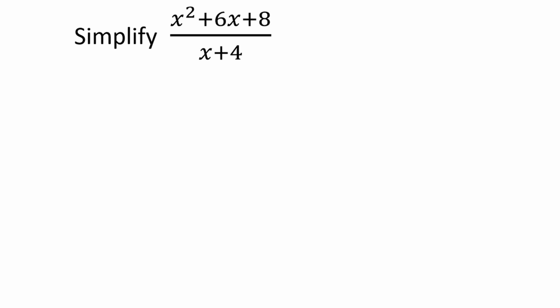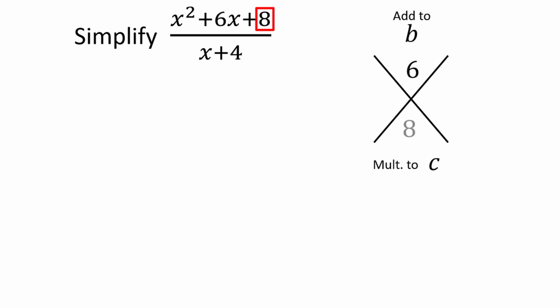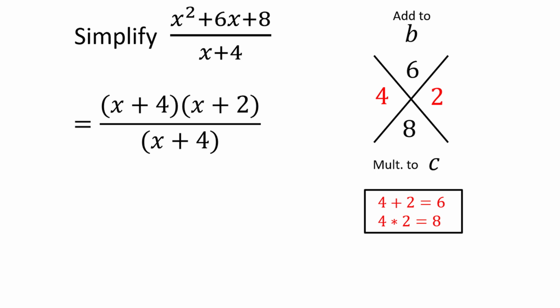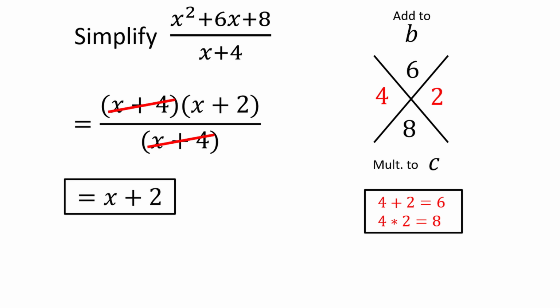How about (x squared plus 6x plus 8) divided by (x plus 4)? Well, we should probably try to factor the numerator. We need two numbers that add to our b term of 6 and multiply to our c term of 8. Can you think of two numbers that add to 6 and multiply to 8? Well, 4 and 2 should work, as 4 plus 2 is equal to 6, and 4 times 2 is equal to 8. So the numerator could be factored into (x plus 4) times (x plus 2). The x plus 4 cancels on the numerator and denominator, and we are left with simply x plus 2 as our final simplified answer.